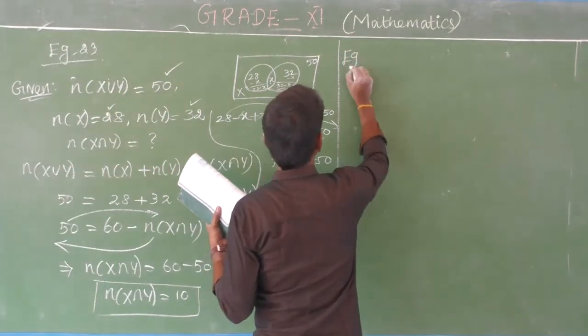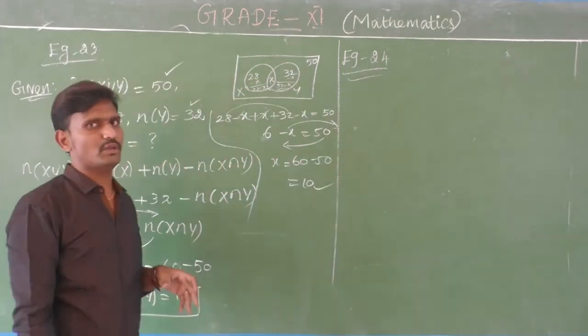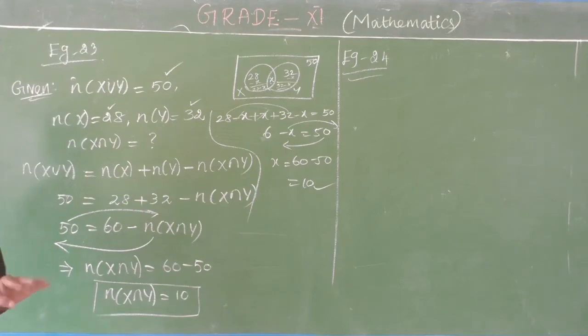Now example 24. Hereafter we have to see only word problems. Word problems we already know. It is very simple. You understand the given question by reading it one or two or three or more times. When you read the question carefully, you should understand the given information clearly. That's all. Okay, now listen along.